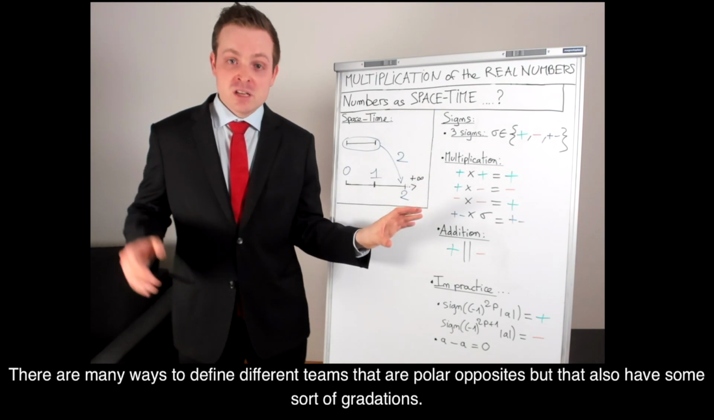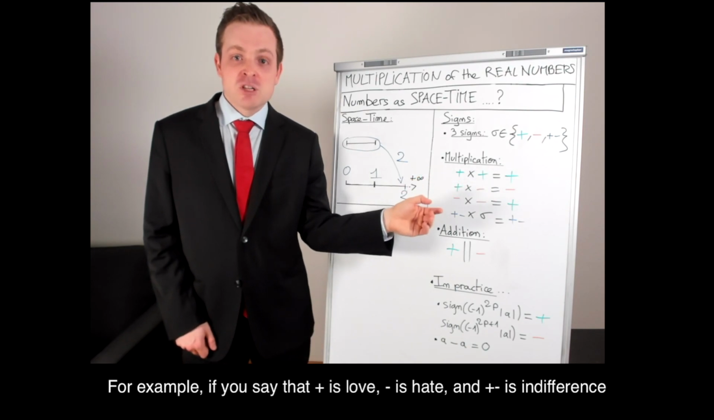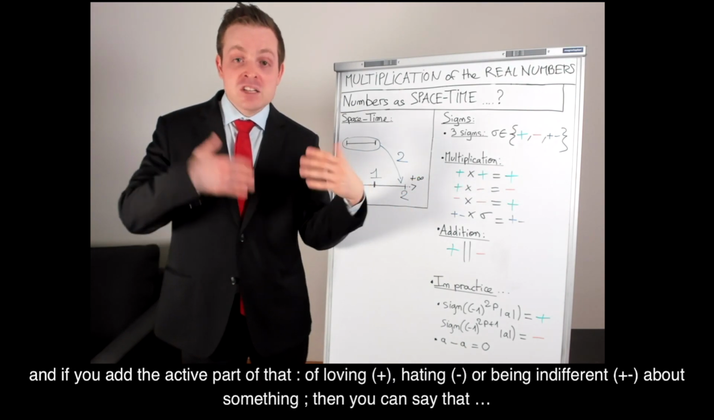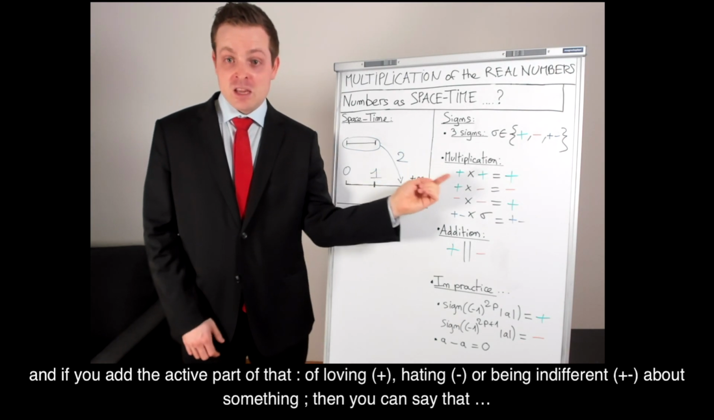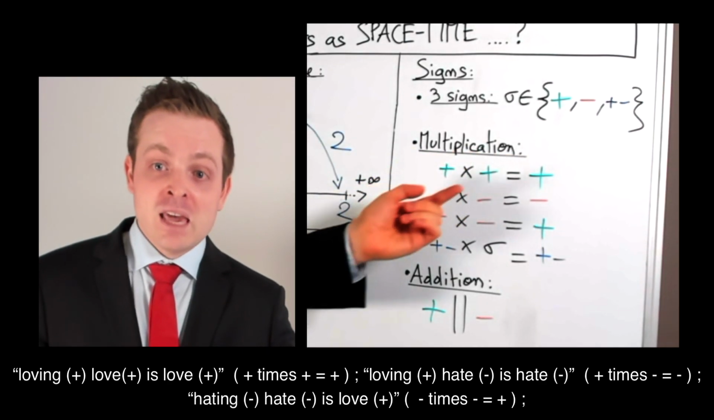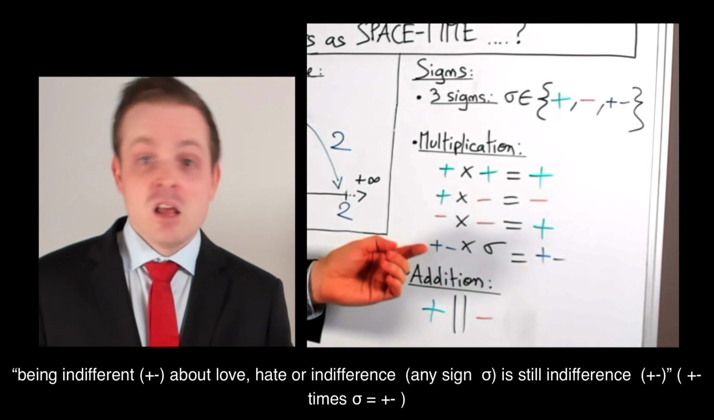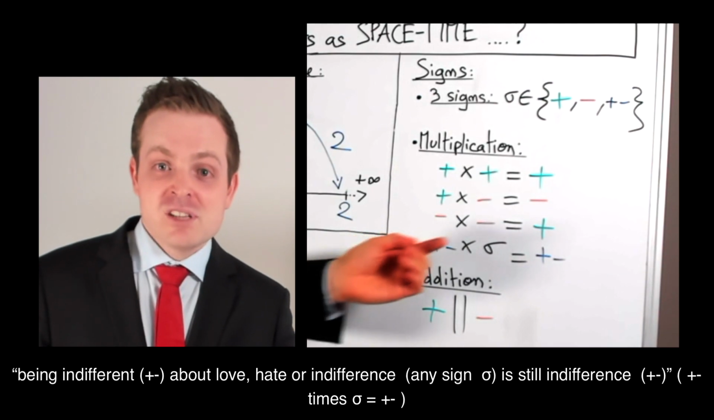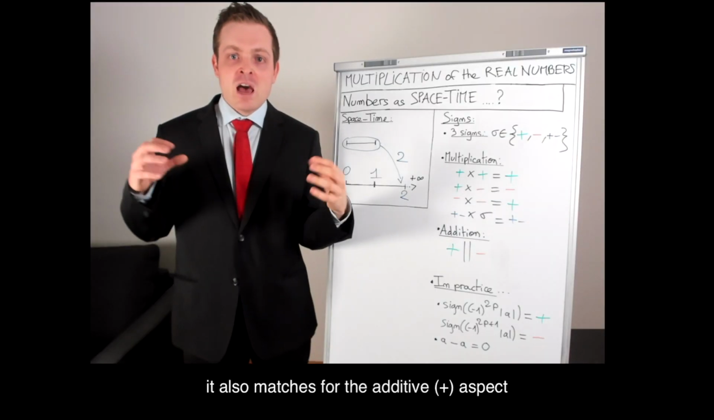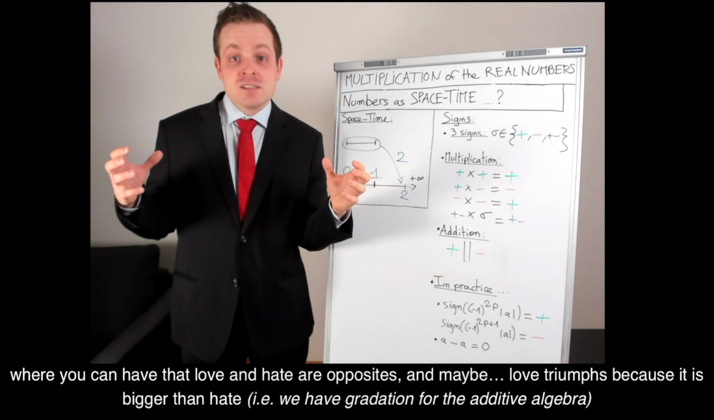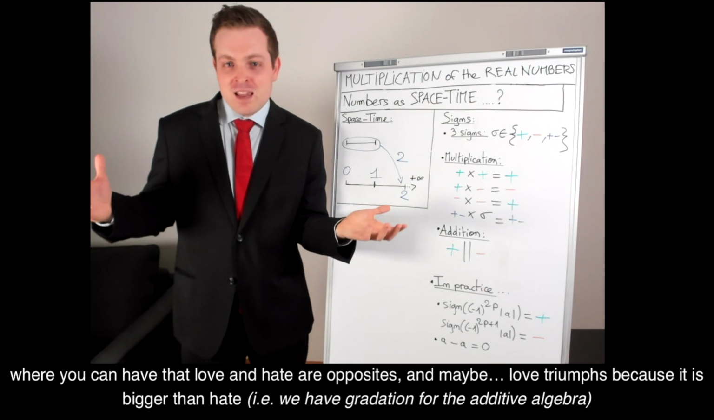For example, if you say that plus is love, minus is hate, and plus-minus is indifference, and if you have the active part of that, of loving, hating, or being indifferent about something, then you can say that loving love is love, loving hate is hate, hating hate is love, and being indifferent about love, hate, or indifference is still indifference. And it also matches for the additive aspect, where you can have that love and hate are opposite, and maybe love triumphs because it is bigger than hate.